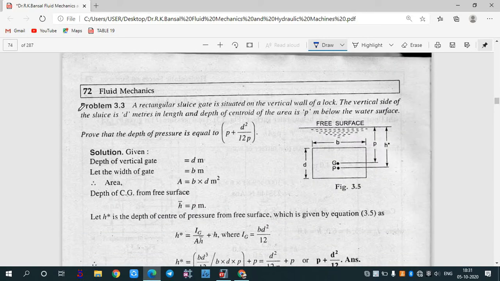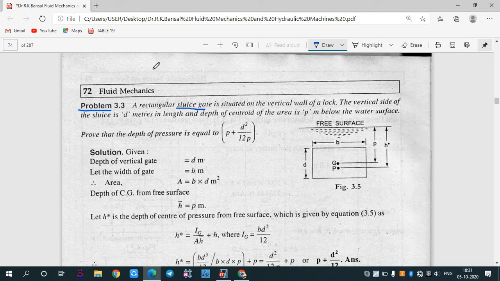After that, we will see the next numerical. This is a new topic; from here we are going to start a new part. The first question which we are going to start today is that a rectangular sluice gate is situated on a vertical wall of a lock. It is saying a sluice gate. A sluice gate means, suppose there is a dam.